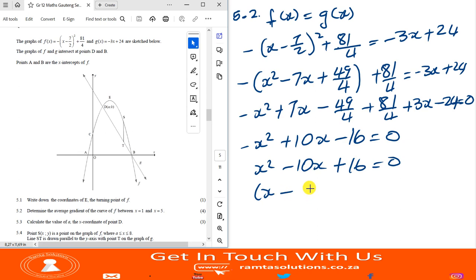Factorization is possible. I see 8 and 2. Yes, both are positive. Both are negative. Perfect. So what do we have? We have x equals 8 or x equals 2.